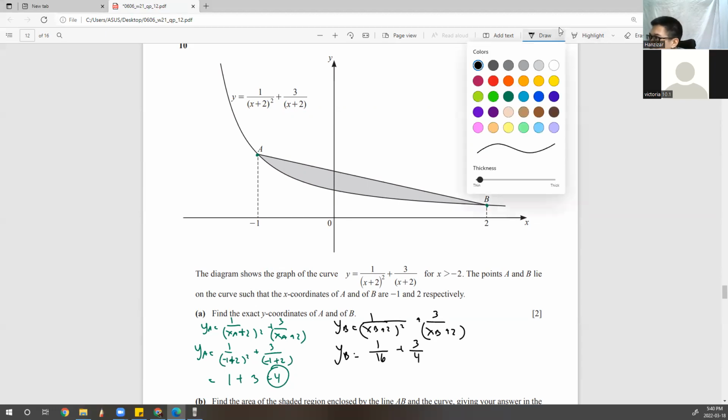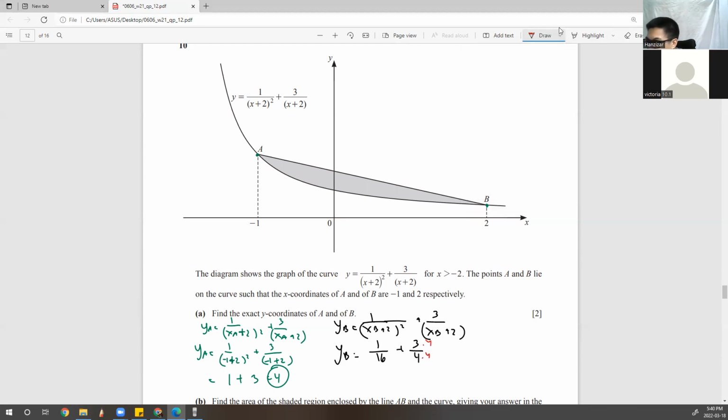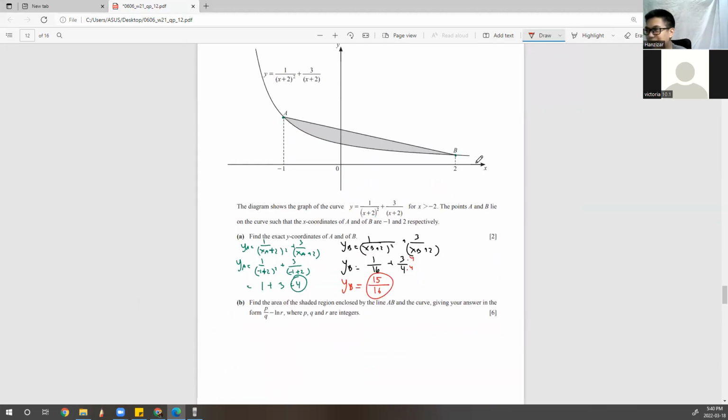Okay, it's challenging. I hate fractions. Times 4 times 4. So YB equals 3 plus 12, 15 over 16. Done. Okay, YA and YB done, the y coordinates of A and of B. Find the area of the shaded region, giving your answer in terms of P over Q minus ln R when P and Q are integers. Okay, now you have to find the linear equation of AB, right?